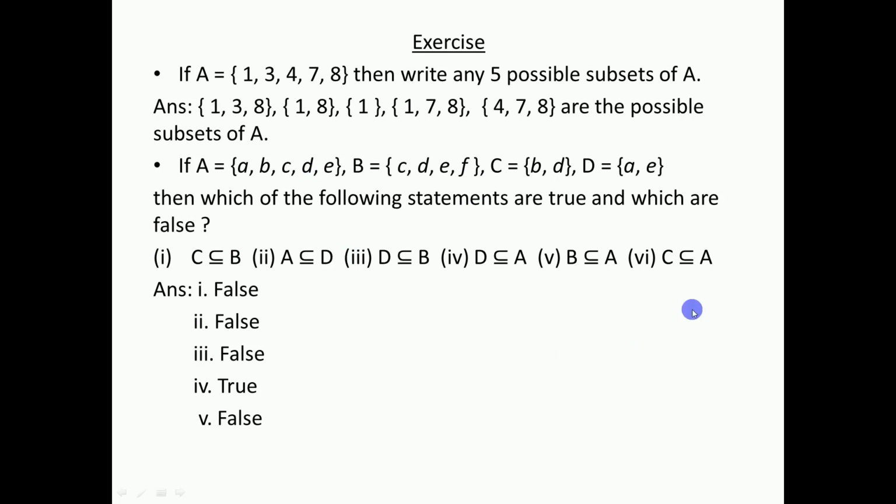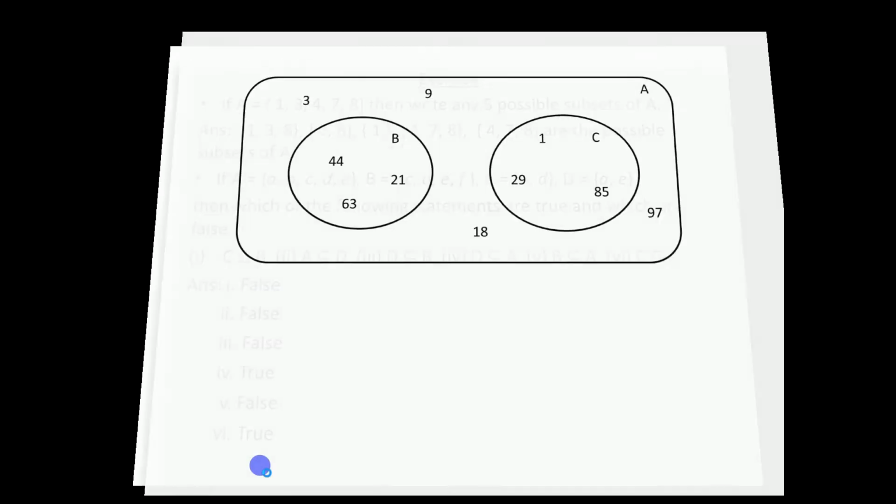Now the last one says that C is a subset of A. That means all the elements of C are present in set A. C has the elements B and D. We have to check whether B and D are present in A or not. We see that B and D are already present in set A. So the sixth statement comes out to be true. So this question is solved. Let us move on to the next question.